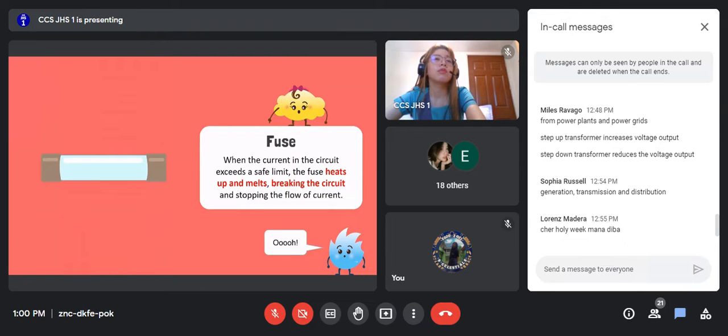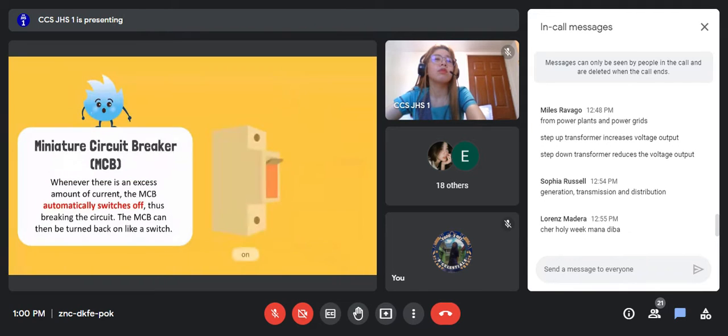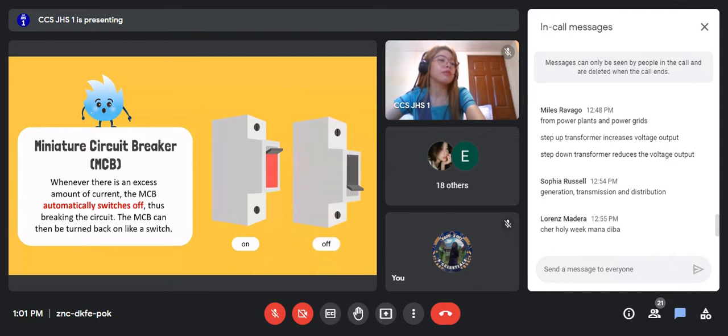But replacing a fuse again and again can be quite tiresome. To overcome this problem, automatic fuses called miniature circuit breakers or MCBs are used. Whenever there is an excess amount of current flow in the circuit, the MCB automatically trips off, thus breaking the circuit. The MCB can then be turned back on like a switch without the need to replace the automatic fuse.